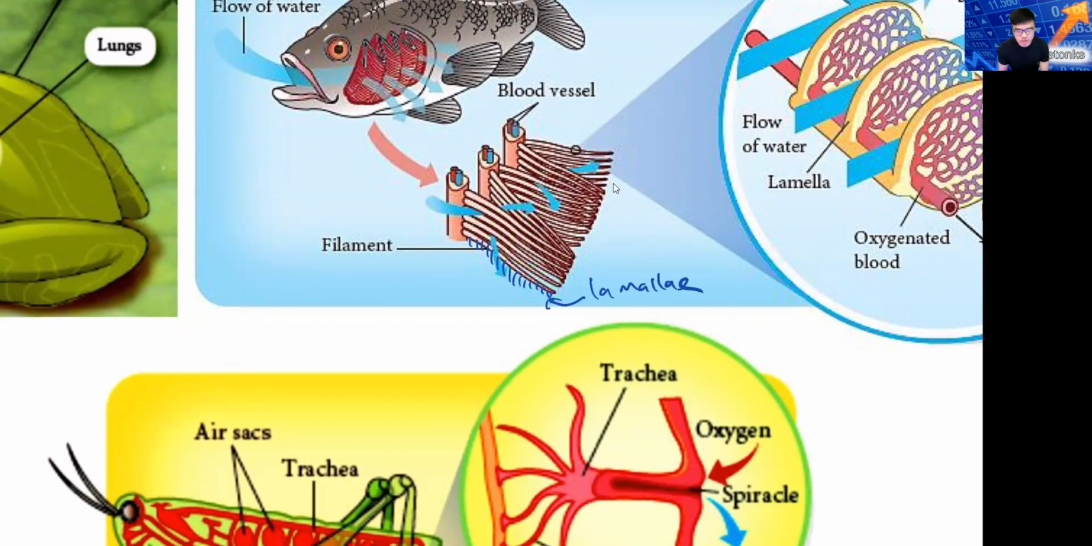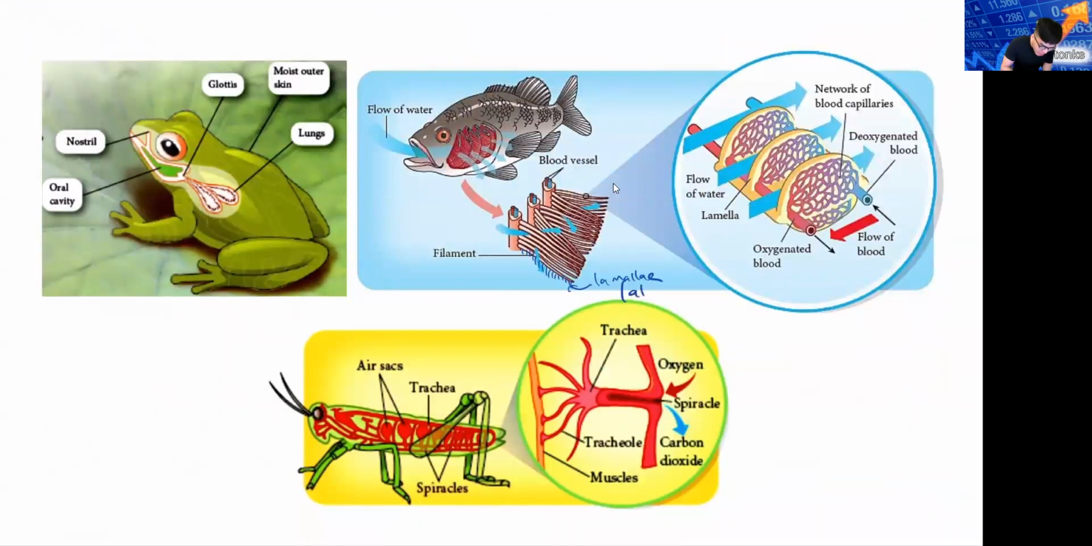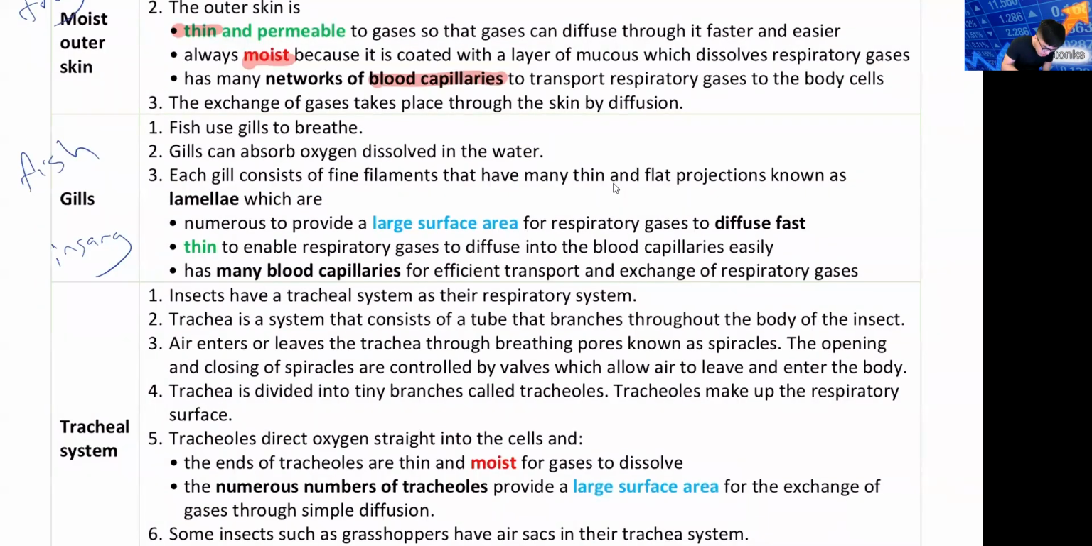You might say, why do they need so many? Same as our alveolus. This lamella is sort of like our alveolus. We have alveolus, fishes have lamella. They work the same way. Why do we have so many alveolus? To increase surface area, isn't it? So why do they have so many lamella? The same reason. So as you can see, they have large surface area because they have many lamella.